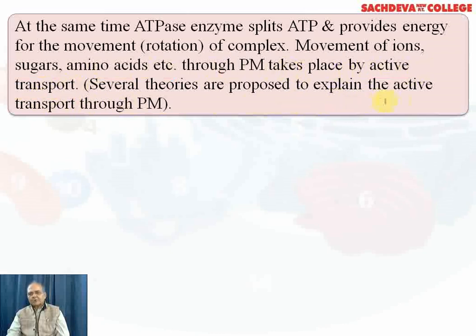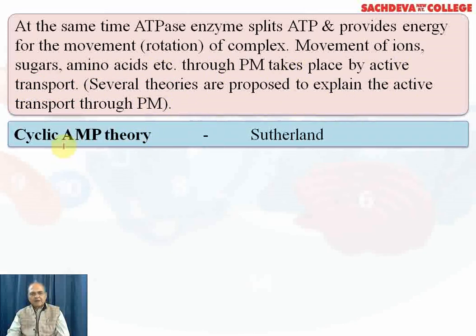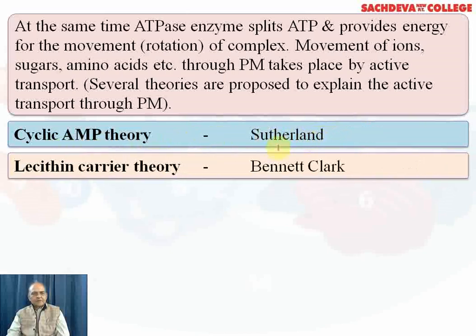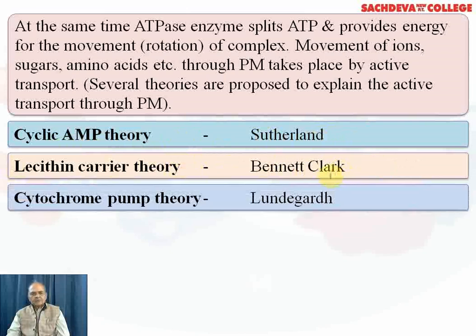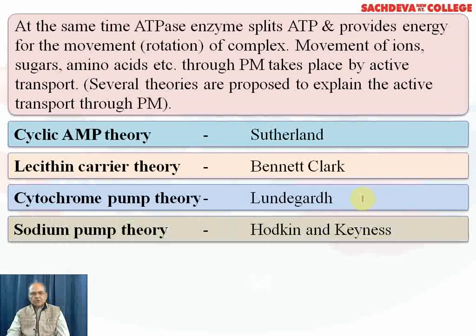Several theories are proposed to explain active transport through the plasma membrane. Some of them are the cyclic AMP theory given by Sutherland, the lecithin carrier theory given by Bennett Clark, the cytochrome pump theory given by Lundegardh, and the sodium pump theory given by Hodgkin and Keynes.